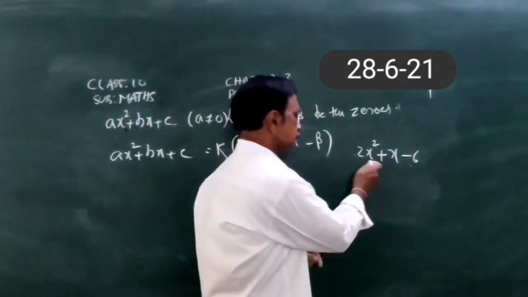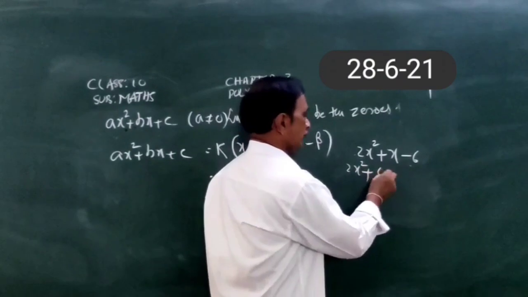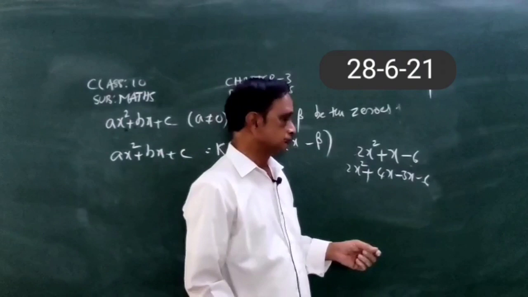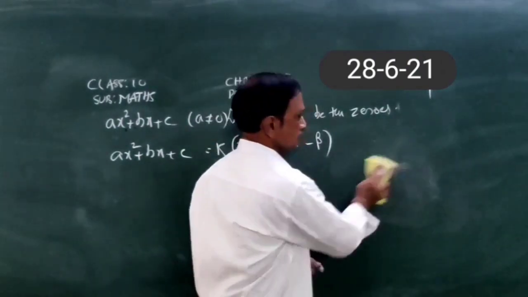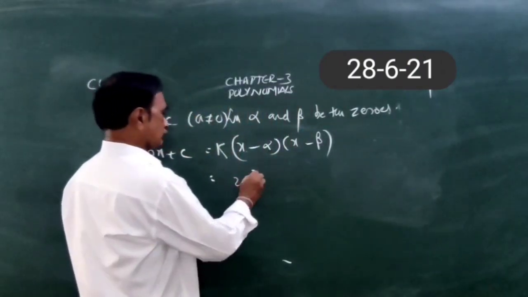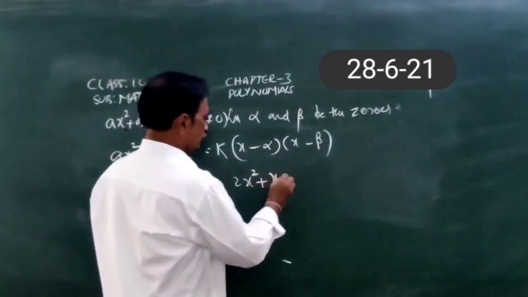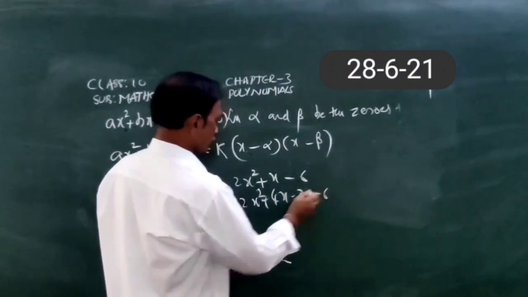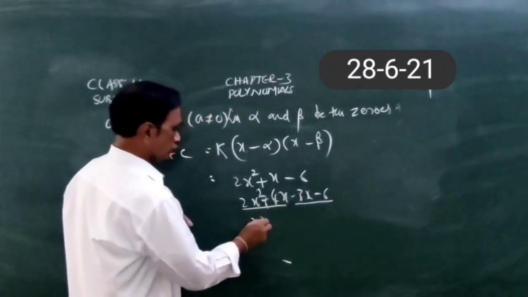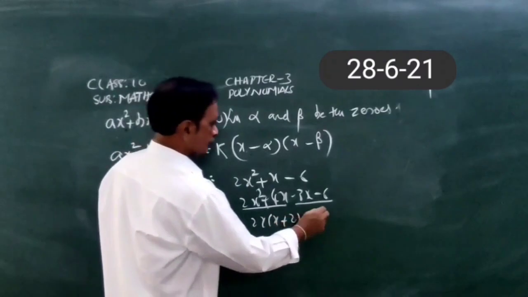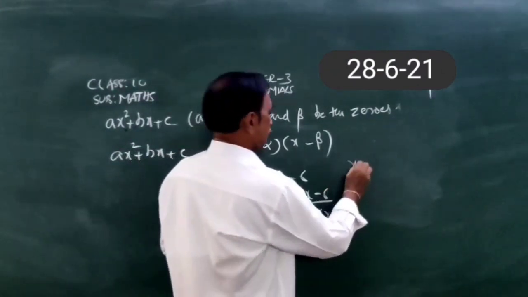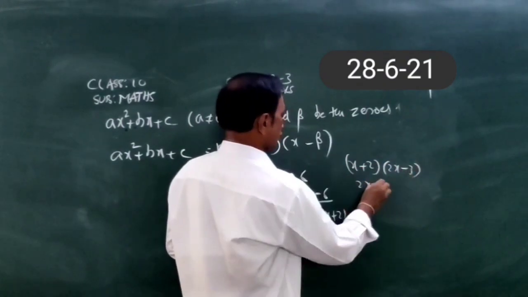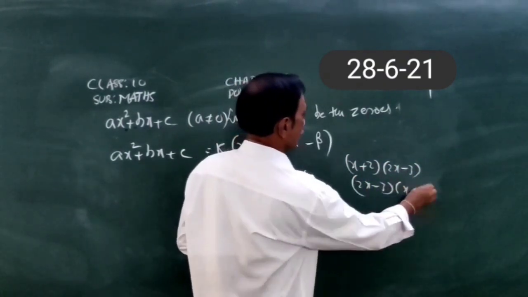Now see, 2x squared plus 4x minus 3x minus 6. We know how to factor the quadratic polynomial. So I write here 2x squared plus x minus 6, that is 2x squared plus 4x minus 3x minus 6. Take 2x as common: 2x into x plus 2 minus 3 into x plus 2. So x plus 2 into 2x minus 3, or 2x minus 3 into x plus 2.